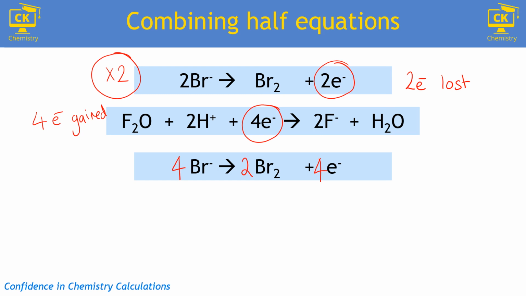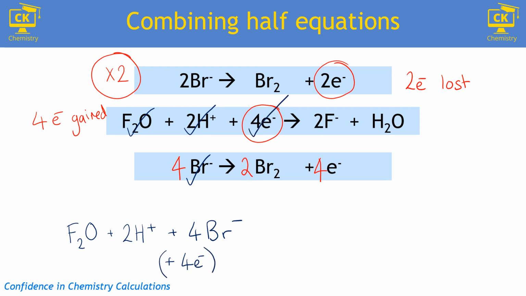Once I've done that, I can then add together my left hand side, my reactants, for both equations, keeping everything present. So if there are hydrogen ions in that equation, I'm going to leave them in. So I've got my F2O plus my 2H plus, and 4 bromide ions. My electrons cancelled out, so I'm just going to put them down here in brackets, so you can see they're on the left hand side.